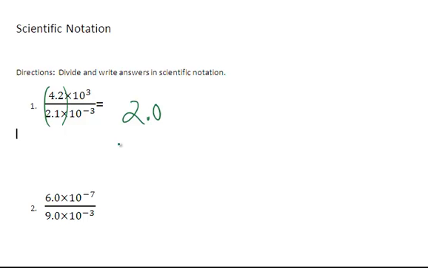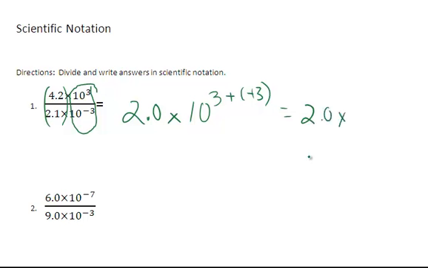And then I use my exponent rules. That's why scientific notation is in this chapter, because there's exponents involved. So then I use my exponent rules to do this part. The base is 10, so I leave the base the same, and then I subtract 3 minus negative 3. Start with the top exponent, subtract the bottom. And you get those two negatives, and of course that means you add. So your final answer is 2.0 times 10 to the 6. Okay?